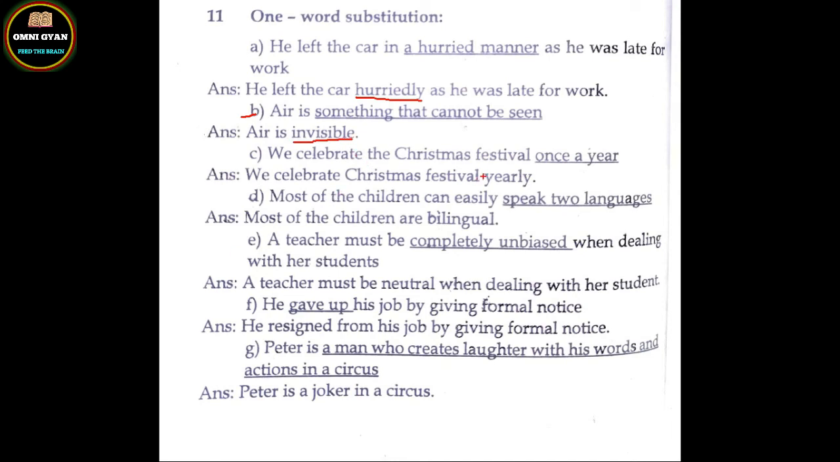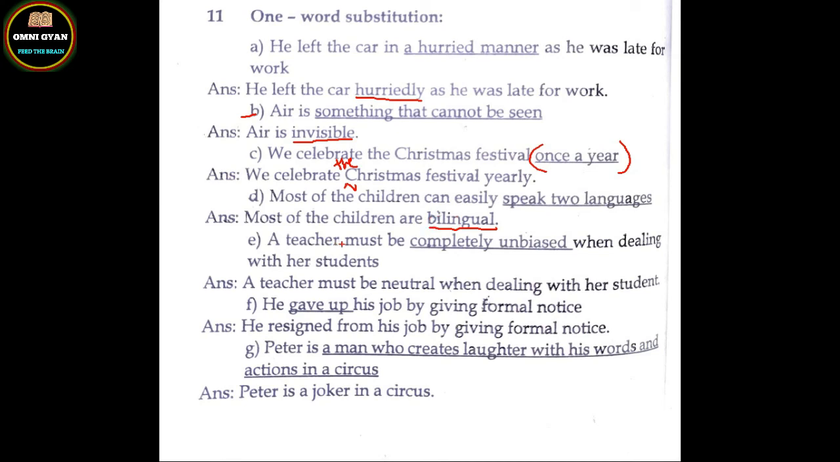We celebrate the Christmas festival once a year. So once a year means something that comes yearly. So we celebrate the Christmas festival. The is missing from here. Okay, there are plenty of printing mistakes actually. We celebrate the Christmas festival yearly. So once a year becomes yearly. Most of the children can speak 2 languages. So 2 languages means bilingual. So most of the children are bilingual.